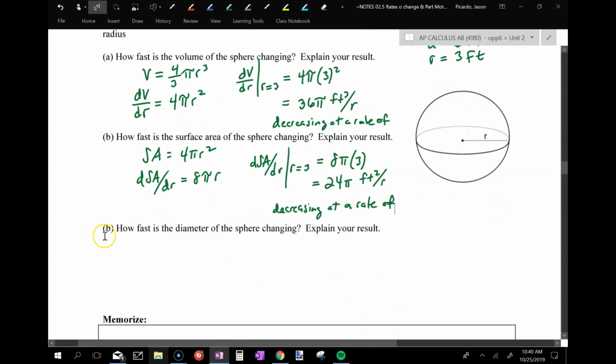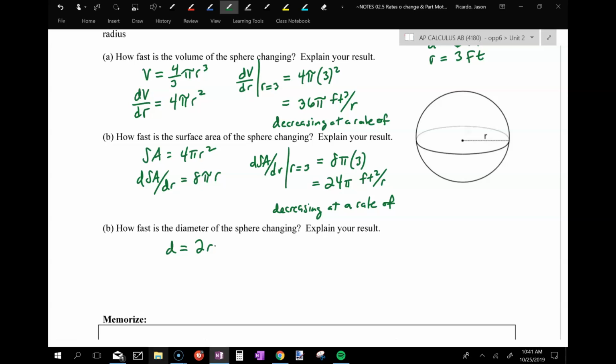This is kind of a cute little question here. How fast is the diameter of the sphere changing? Well, guys, what's the only thing we know? We know that a diameter equals 2 r's, right? Yeah, so this wants to know how fast is the diameter of the sphere changing.